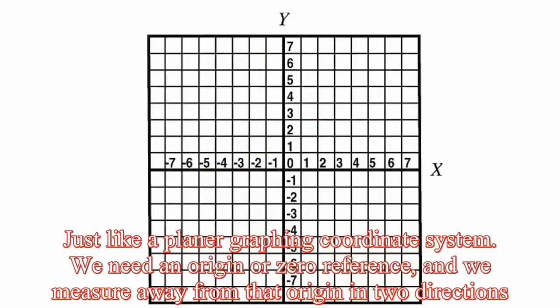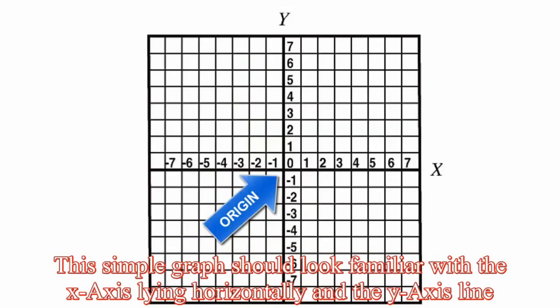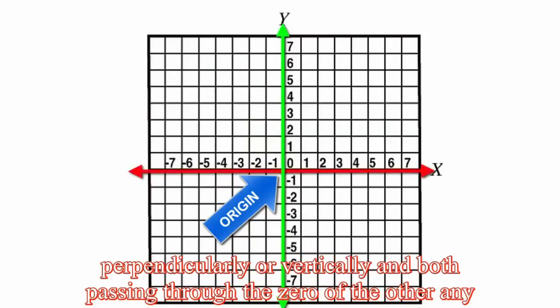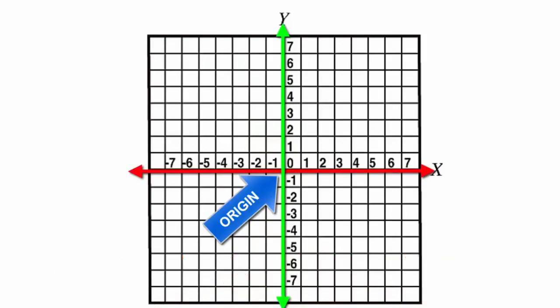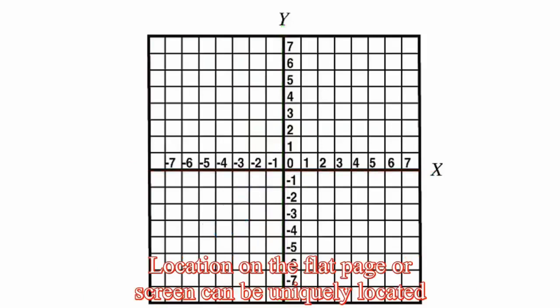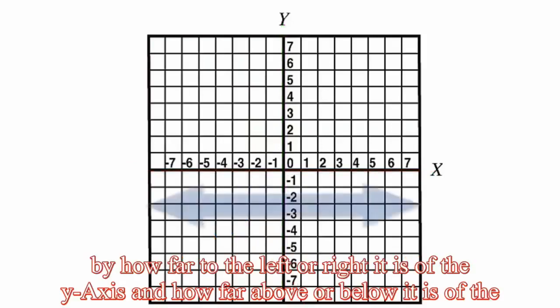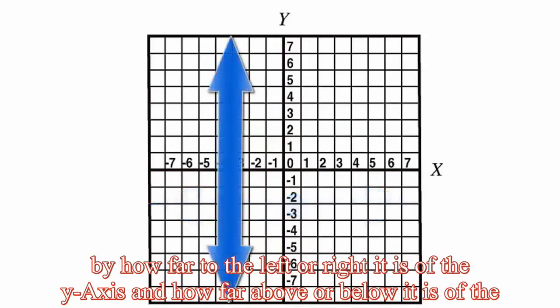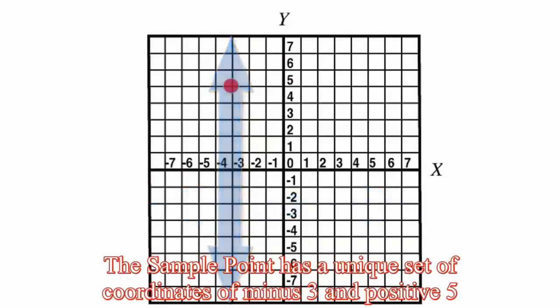Just like a planar graphing coordinate system, we need an origin or zero reference, and we measure away from that origin in two directions. This simple graph should look familiar, with the x-axis lying horizontally and the y-axis lying perpendicularly or vertically, and both passing through the zero of the other. Any location on the flat page or screen can be uniquely located by how far to the left or right it is of the y-axis, and how far above or below it is of the x-axis. The sample point has a unique set of coordinates of -3 and +5.